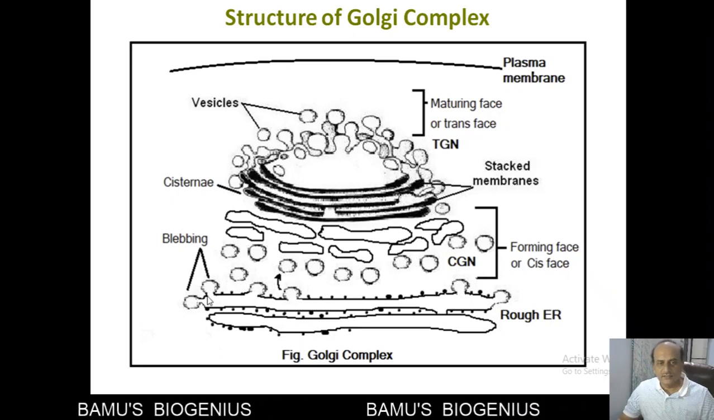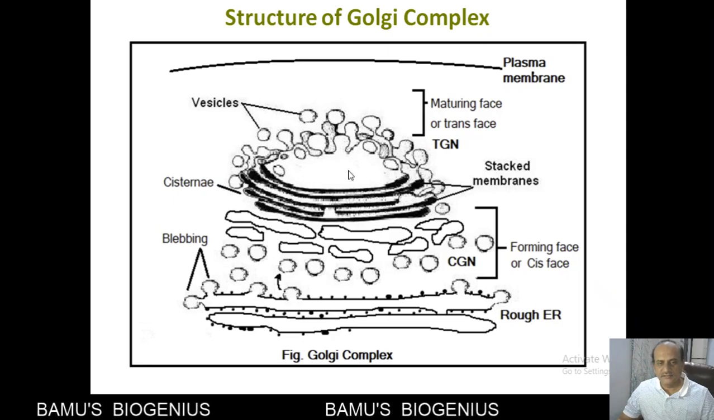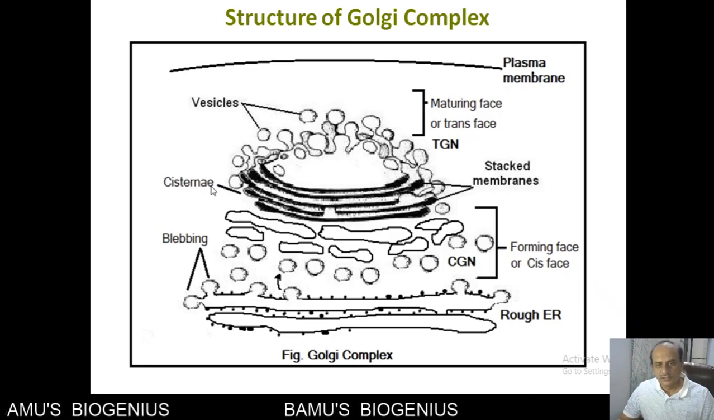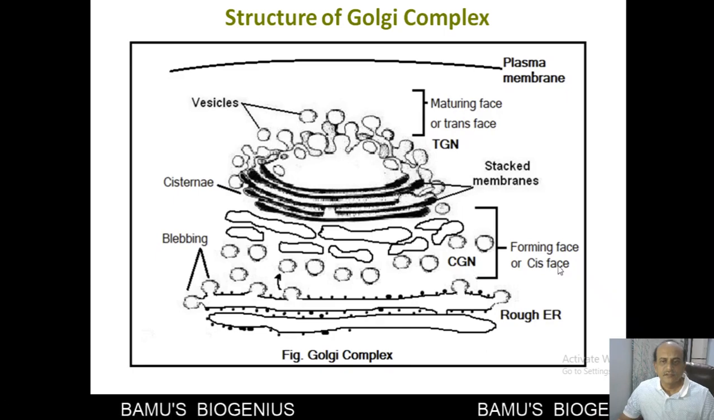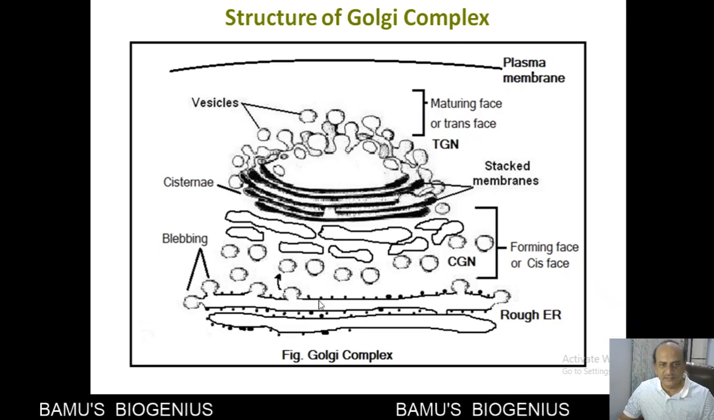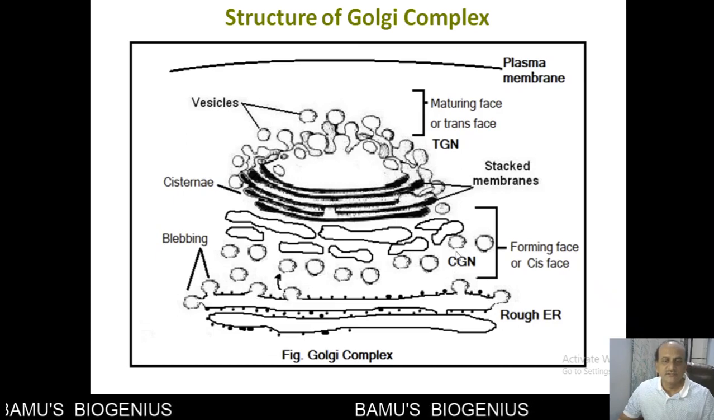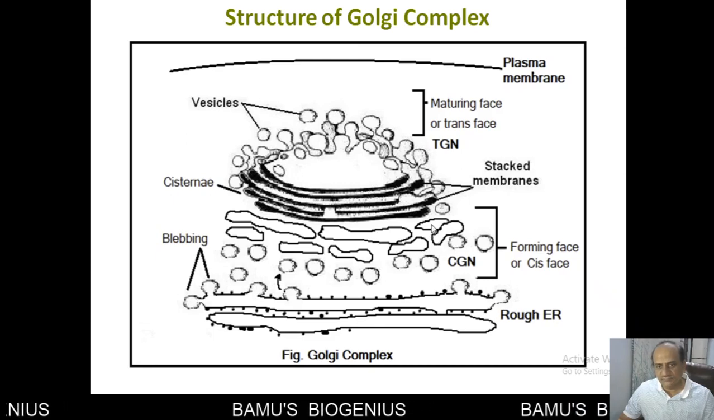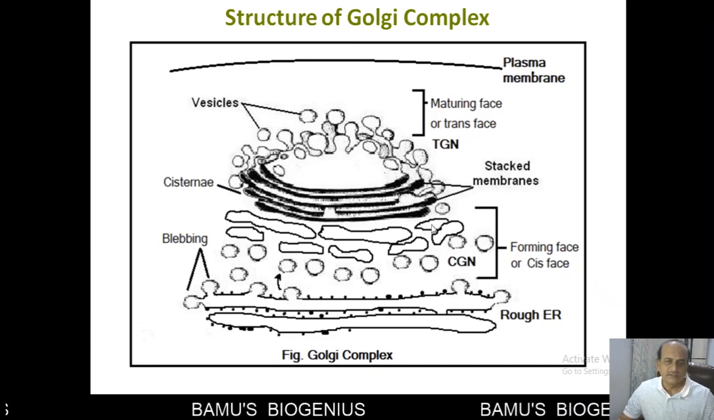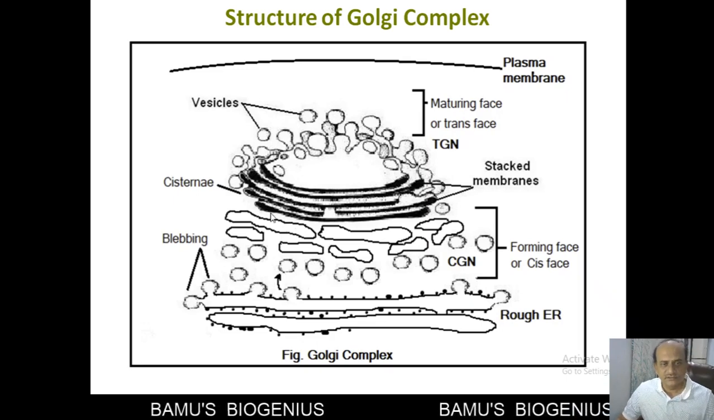As I have told you, the Golgi complex has a specific orientation. The convex side of the Golgi complex is towards the endoplasmic reticulum, and this convex side is also called the forming phase or cis phase. The cis phase contains the vesicles, and these vesicles are coming out from the rough endoplasmic reticulum. These vesicles coalesce, fusing with each other to form larger vesicles, and these larger vesicles again fuse to form still larger vesicles. These larger vesicles fuse to form the cisternae.